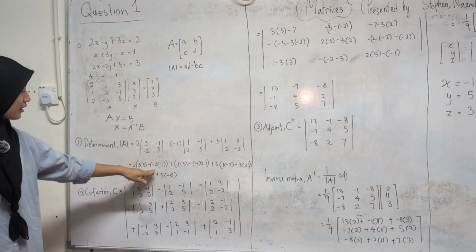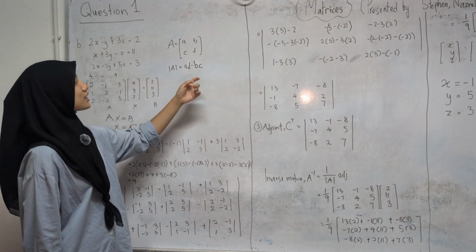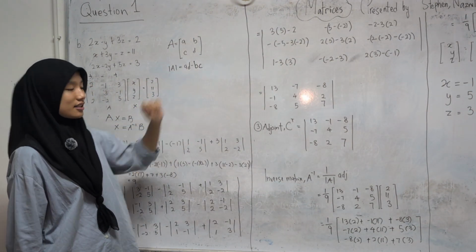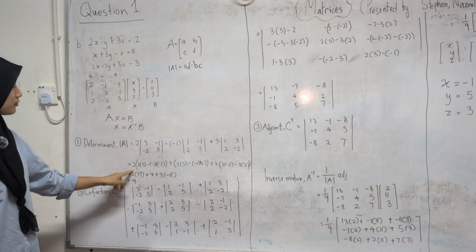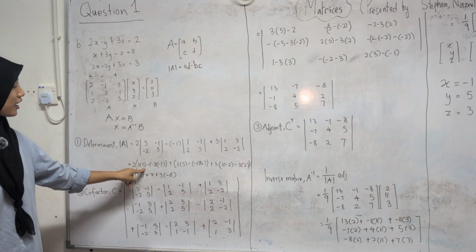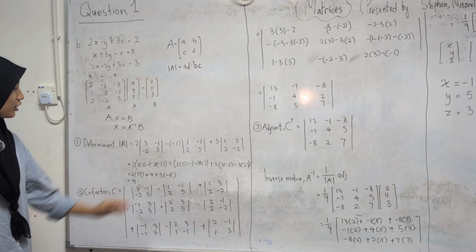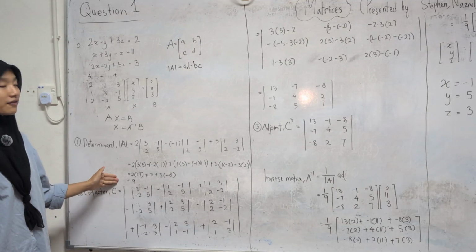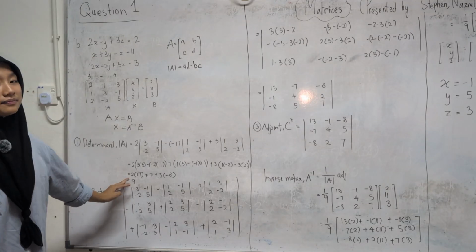And how do I get this? You use this determinant formula, which is AD minus BC. So, for the first one, 2 times 5 minus -2 times -1. There you go. And then the final answer for this determinant A is 9.